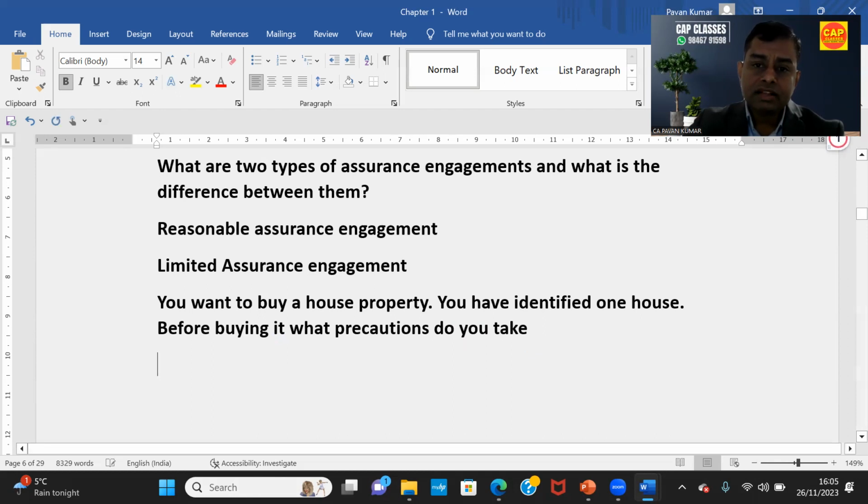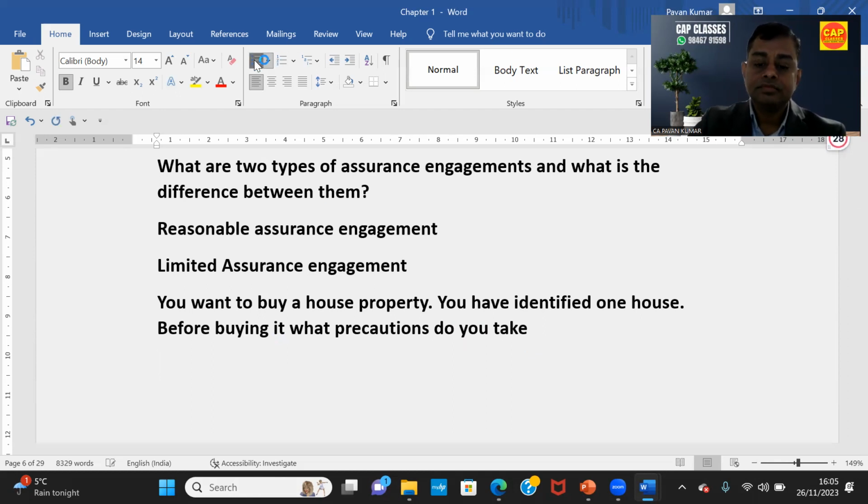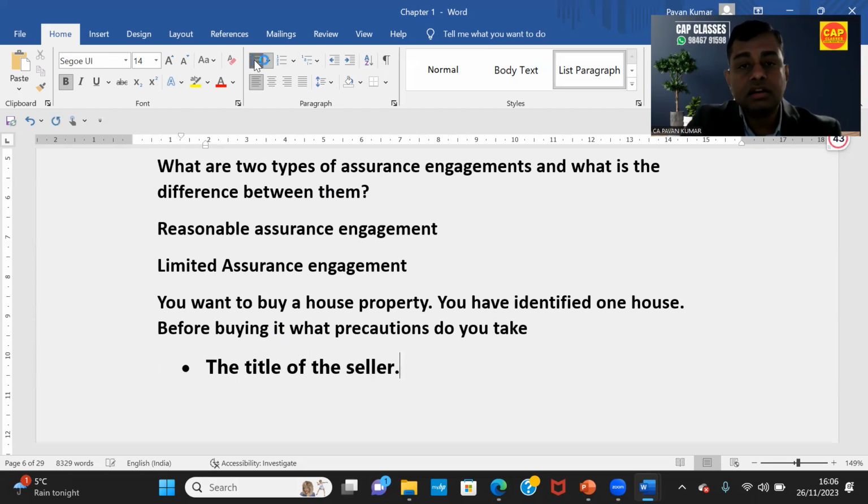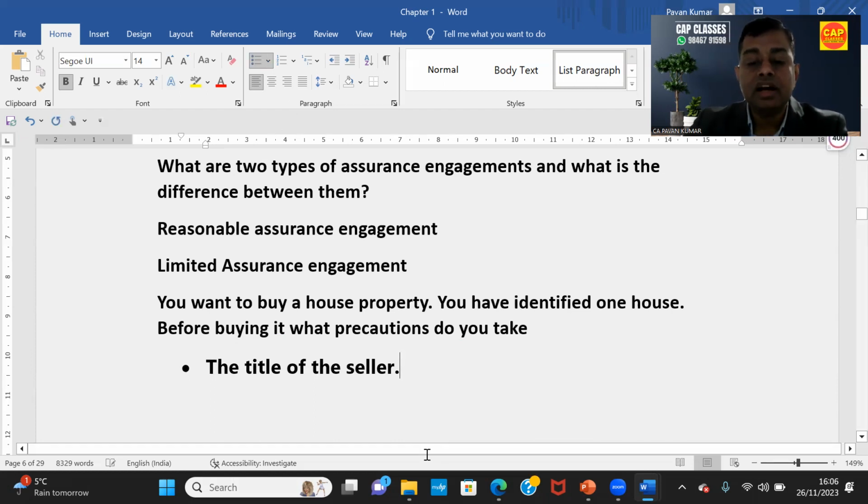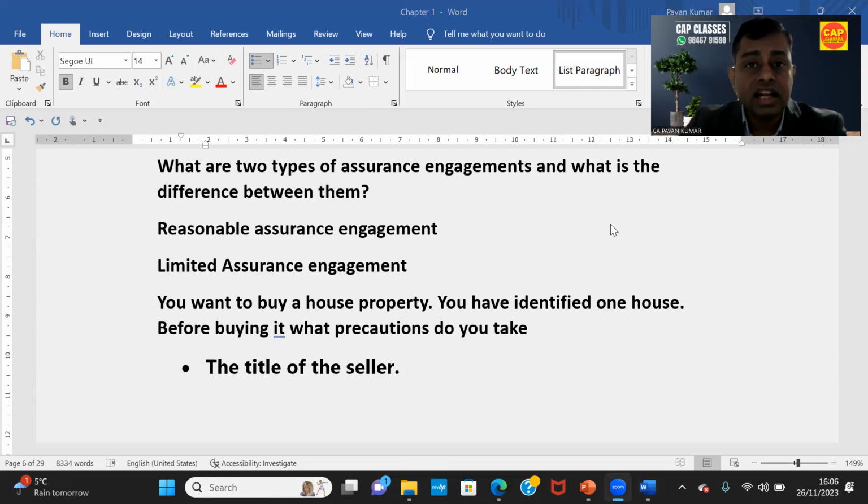So probably the first thing you will check is the title of the seller. If the seller is a fraudulent person and he is not the actual owner of the asset, your 1 crore is gone. Do you agree with me? The first thing you need to verify is the title of the seller, whether the seller is the legal owner of the property or not. That is what you need to check. How do you verify this?